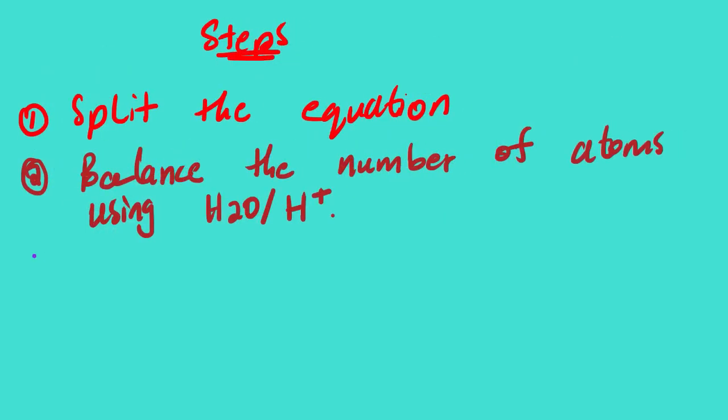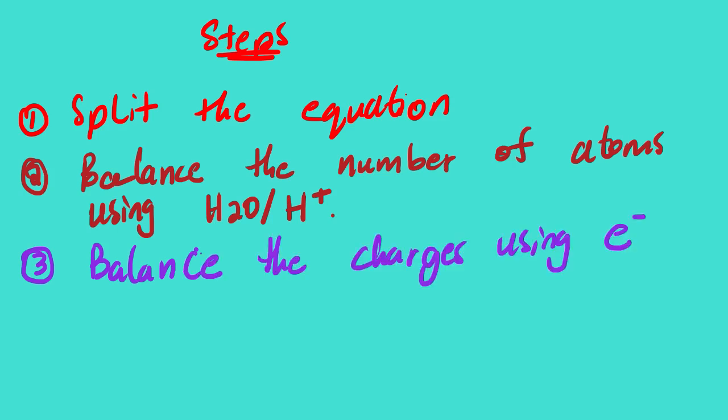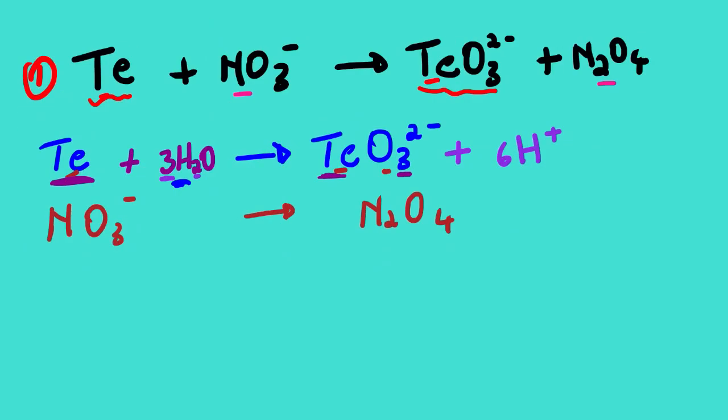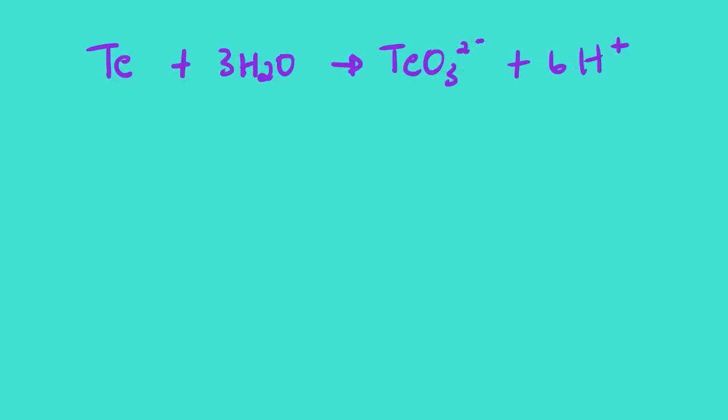Next step, we are going to balance the charges using electrons. To explain this, let us separate this equation using a new page. Now let us look at this. We are done balancing the atoms. We have 1, 1. We have 3 of oxygen, 3 of oxygen. We have 6 of hydrogen, 6 of hydrogen.